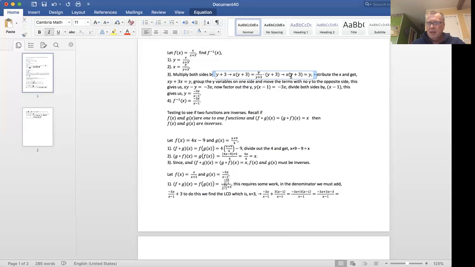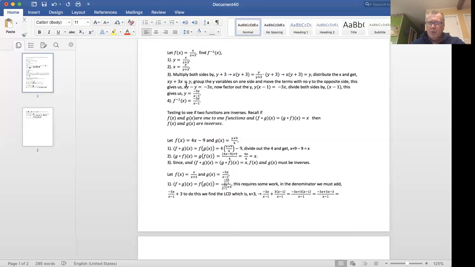On this side, we get the x times the quantity x plus 3. So we end up with x times the quantity y plus 3. I said x, but it's y plus 3 equals y. Now distribute the x and get xy plus 3x equals y. Subtract 3x from both sides, move the y over to this side. In other words, we're going to group the y's on one side, all the terms without y on the other side. And so this gives us xy minus y equals minus 3x.